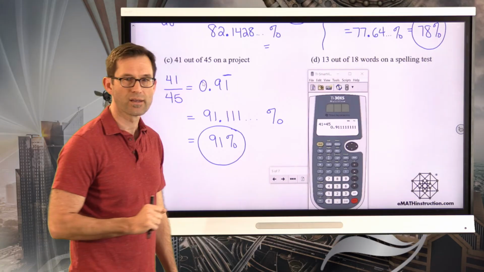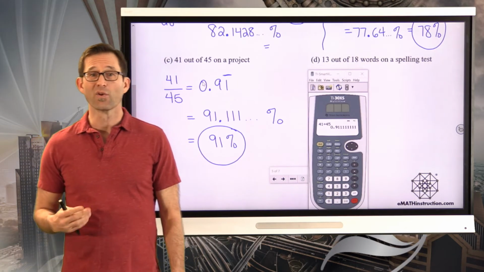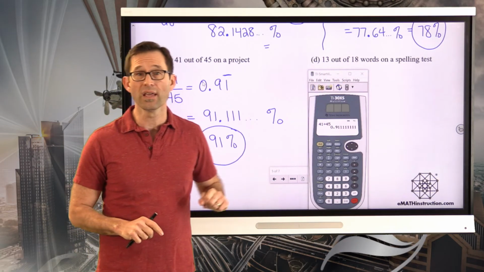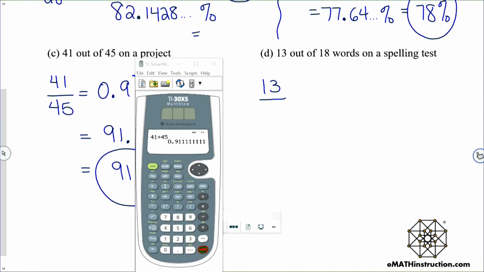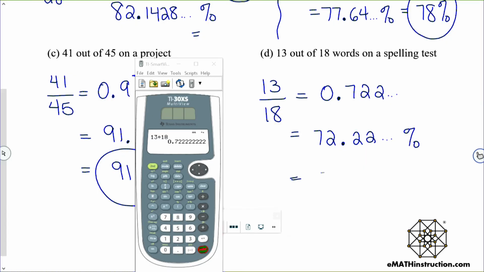Good job, 91%. Awesome. All right, on the other hand, if you're like me and you took a spelling test and got only 13 out of 18 words correct, right, let's see what you would have gotten on that. So 13 divided by 18 would be the fraction that we got. Let's figure out what decimal that is, 13 divided by 18. That gives me a decimal of, again, another repeating one, 0.722, etc. If I multiply by 100, that gives me 72.22, etc. percent. And now if I round to the nearest percent, that's 72%.